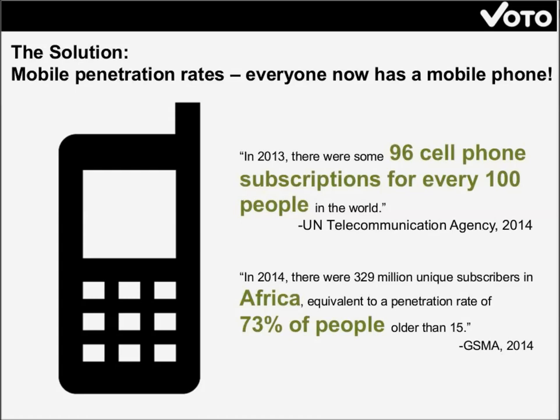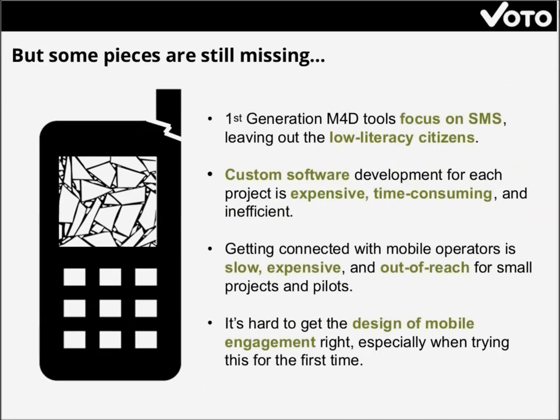And when I talk about the mobile phone, I'm talking about the feature phone, just accepting and sending text messages and voice messages, voice calls. It's as straightforward as that. Of course, you can get more complex, but that's the baseline of what we're talking about today. Of course, the mobile phone is not new, and we've probably been talking about mobiles and development for about 10 years, and there are still pieces that aren't working.